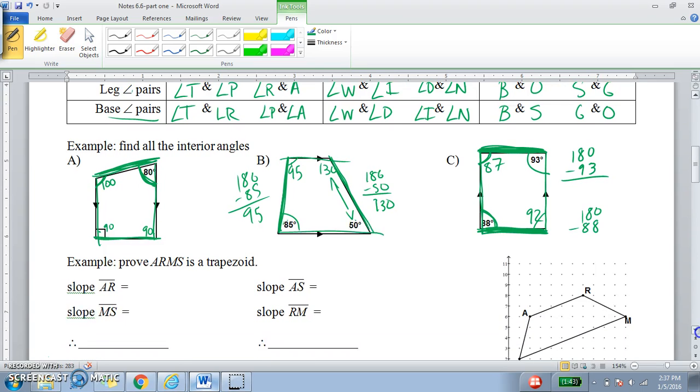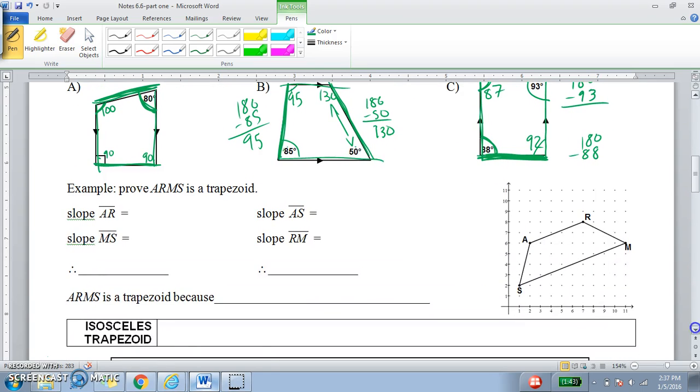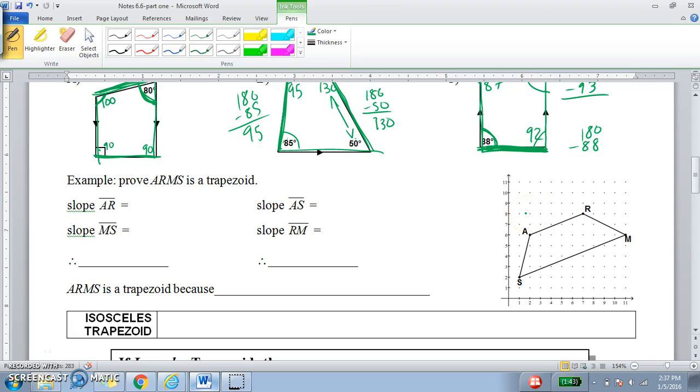Down here, proving that this shape is a trapezoid. First, we're going to have to find the slopes of all of these sides and then compare them to see which sides are parallel and which sides are not. So let's start with AR. AR, if I count the slope, I'm counting up 1, 2, and over 1, 2, 3, 4, 5. So my rise over run is going to be 2 over 5.